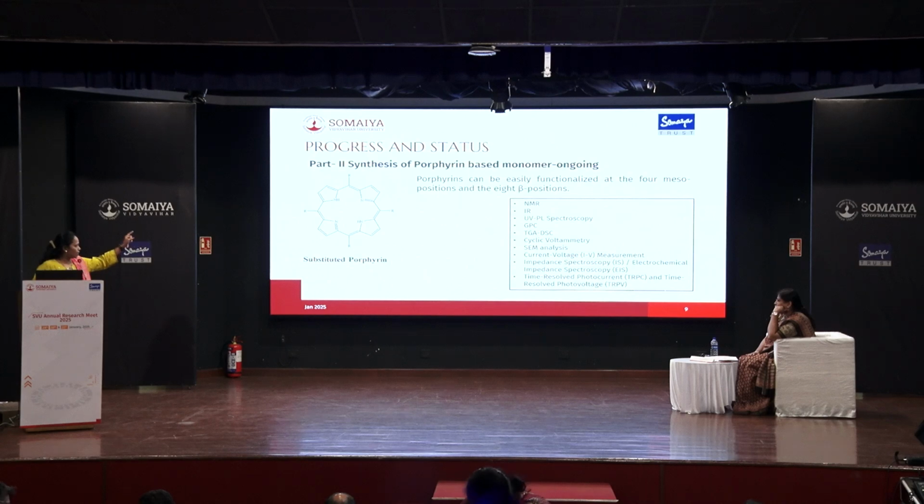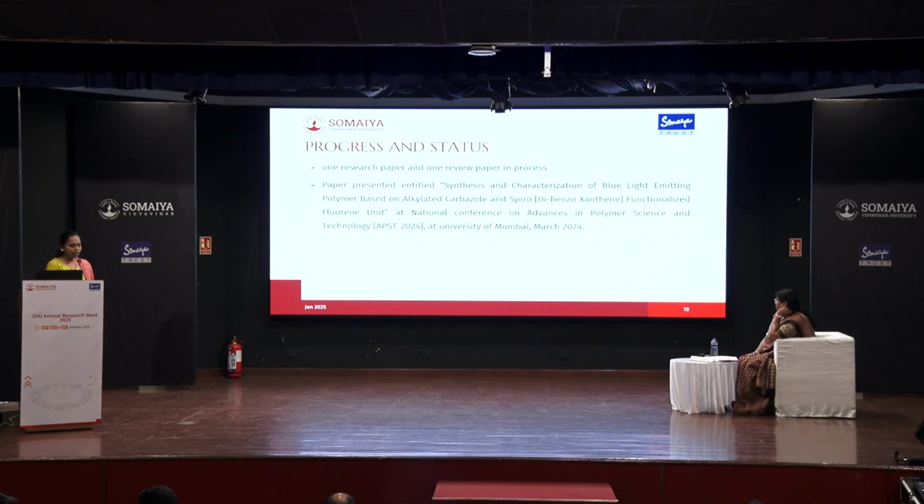Afterward, I have to characterize all the monomers and polymers by these techniques. This is about progress and status: one research paper and one review paper are in process. And this is a poster presentation on synthesis and characterization of a blue light emitting polymer at the National Conference in Polymer Science, University of Mumbai. Thank you.